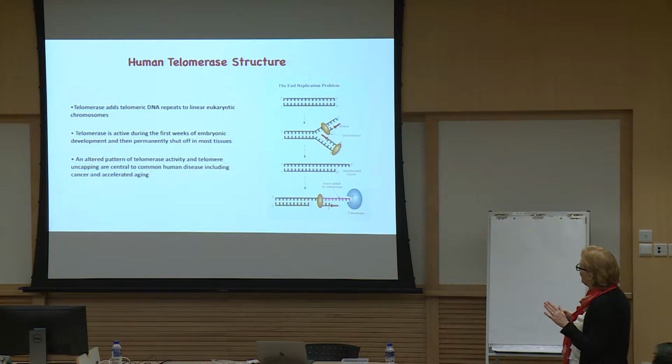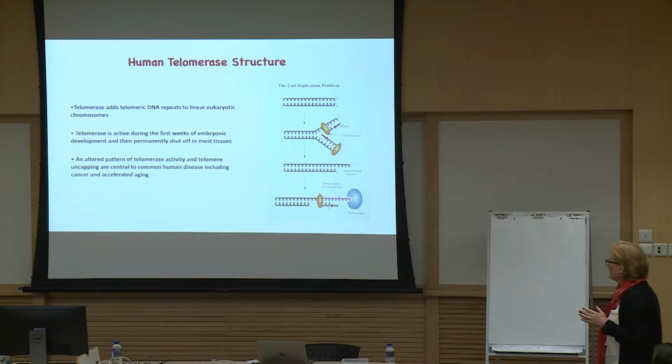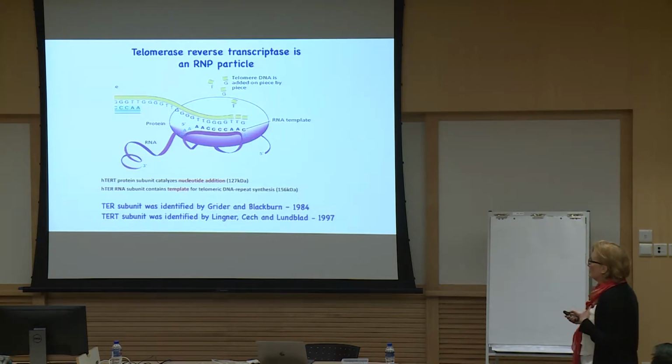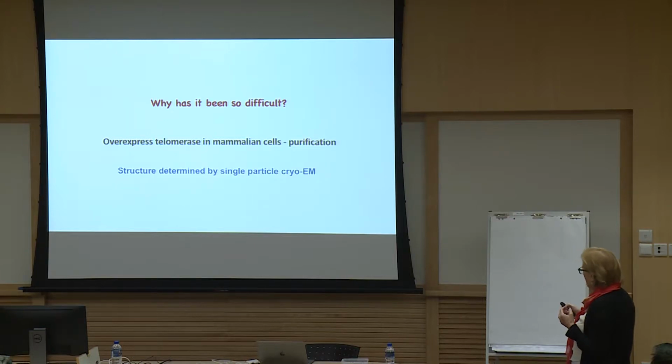I'm not going through the history, but Jim Watson already proposed that there had to be a reverse transcriptase to add DNA. Otherwise, every time a chromosome is replicated, because you have an RNA primer, you would lose DNA from the end of the chromosome. He proposed there should be such an enzyme, and such an enzyme was found.